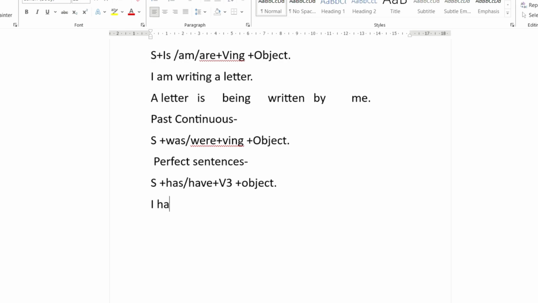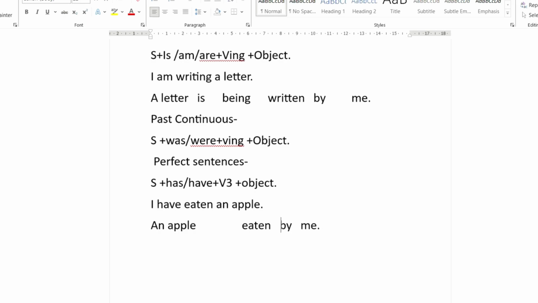So let's write one sentence: I have eaten an apple. First is interchange, so an apple will come in front. Me will go at the last. Second rule was addition of by. Third one is already done, that is verb into V3. The verb is already in V3 form.